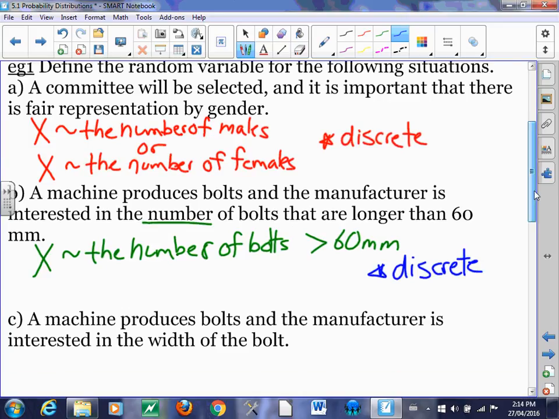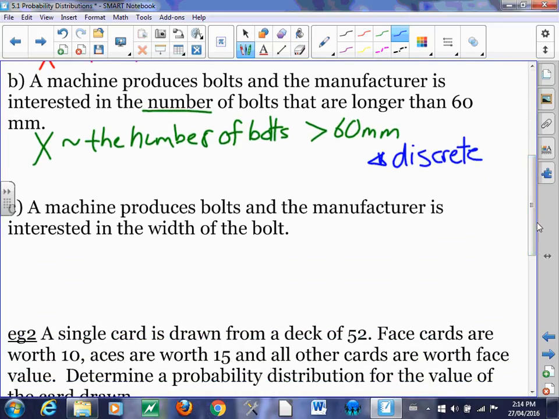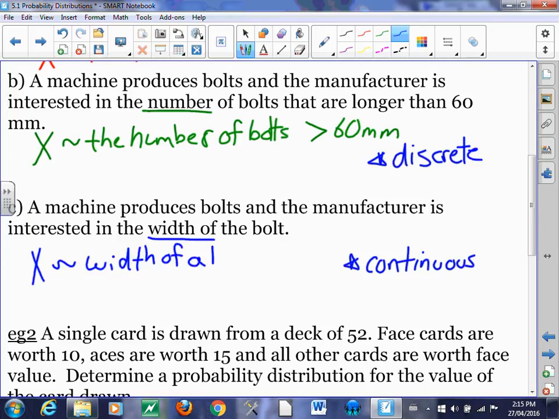Okay, now let's take a look at this. A machine produces bolts and the manufacturer is interested in the width of the bolt. Can a width be a decimal or a fraction? You betcha. So this is an example of a continuous situation or continuous data. Okay, and our random variable is going to be the width of a bolt.